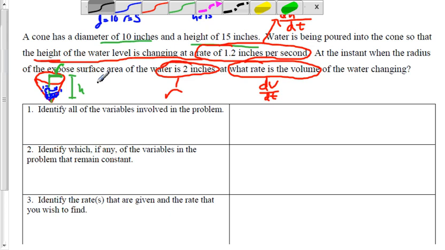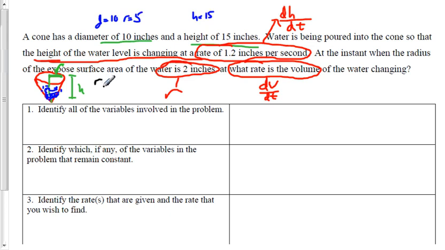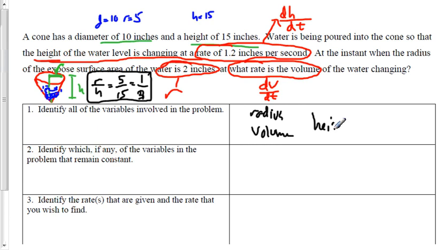So in that original ratio, the ratio of the radius to height is 5 to 15, which is 1 to 3, and that might help us later on. There's going to be times where we're not going to know to do that up front. We'll figure it out as we go through the problems. All right, so what do I have? I'm dealing with radius, volume, and height.